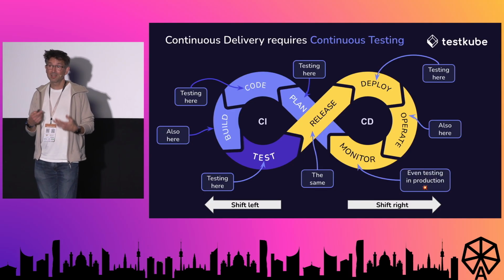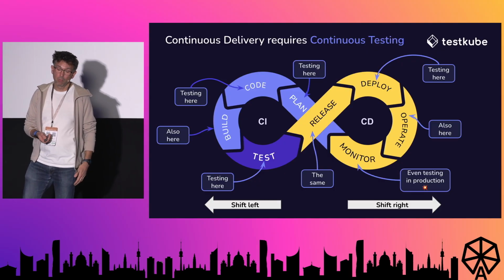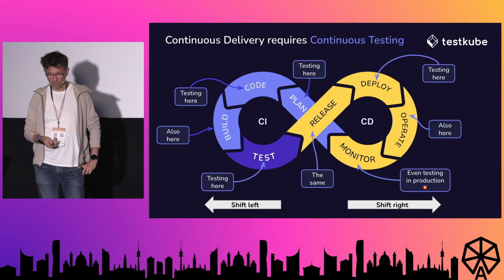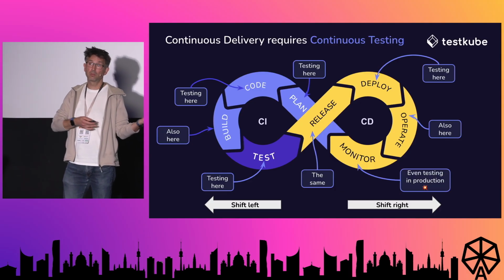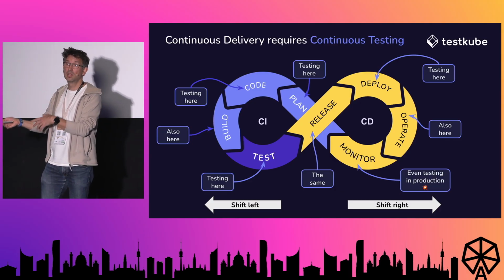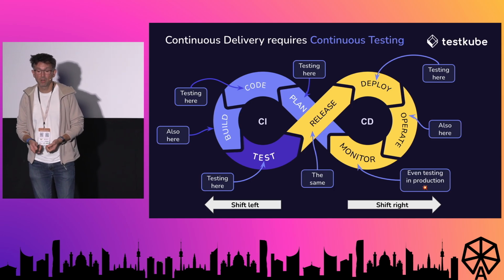The term continuous testing is being adopted more and more. You see also that shift right is part of that. So doing testing both earlier, shift left, but also later, and collecting quality metrics in pre-production and production environments, which is shift right.